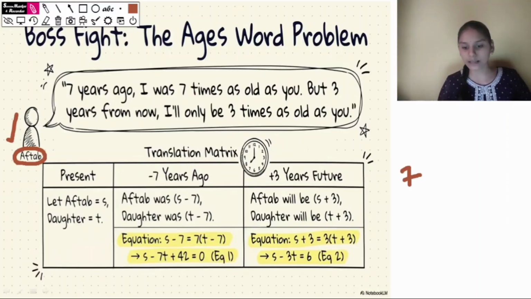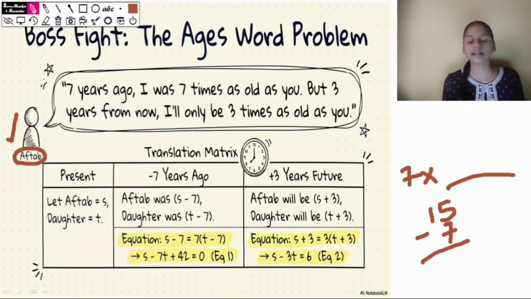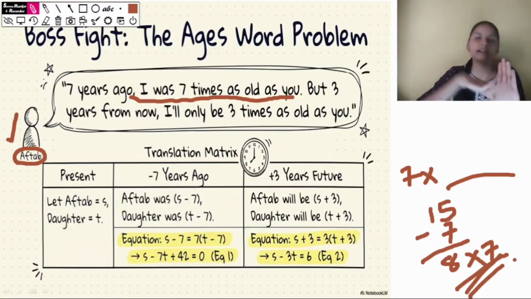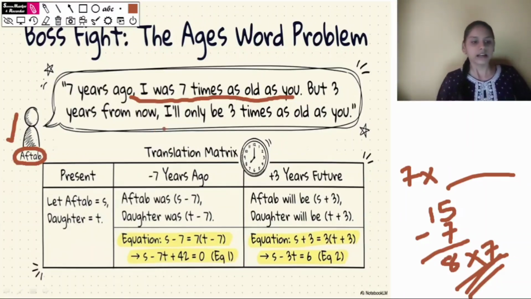Whenever you get times, you're going to multiply. He was 7 times. Suppose you are 15 years old now. 7 years ago, how much were you? 15 minus 7 is 8, so you were 8 years old. If your father says I was 7 times as old as you, it means 8 into 7. So when you were 8, he was 8 into 7. 7 times means you multiply. So I was 7 times as old as you, but 3 years from now.